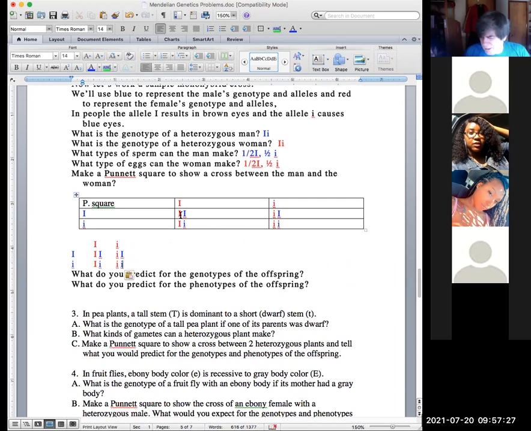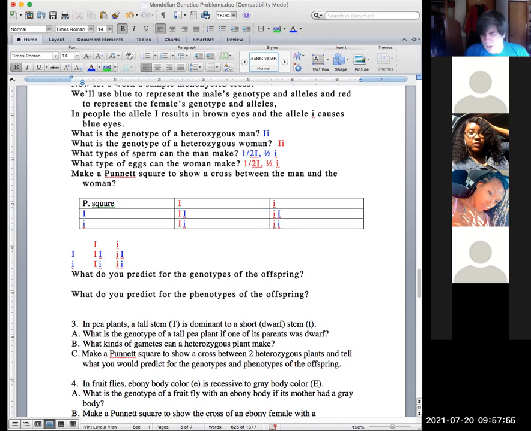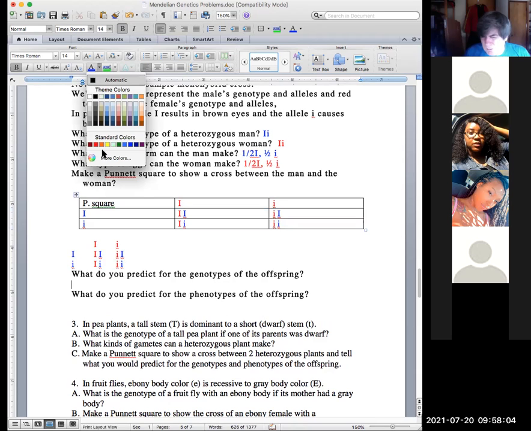Now, if we look at these 4 cells up here, these represent all the possibilities for our children. Notice that these cells are the same as these. So what do we predict for the genotypes of our offspring? There are 4 possibilities for what our offspring get. Up to this point, we've been keeping track of mom and dad, but now we're going to quit keeping track of mom and dad.